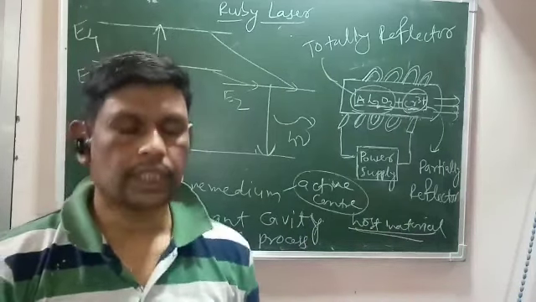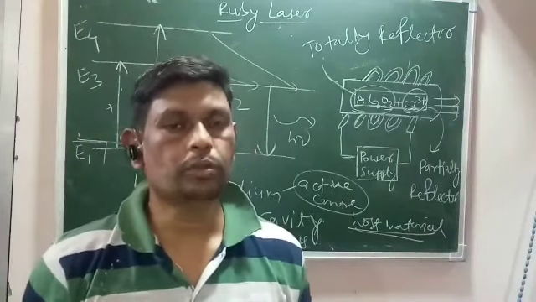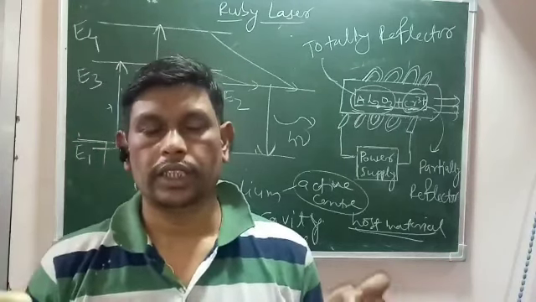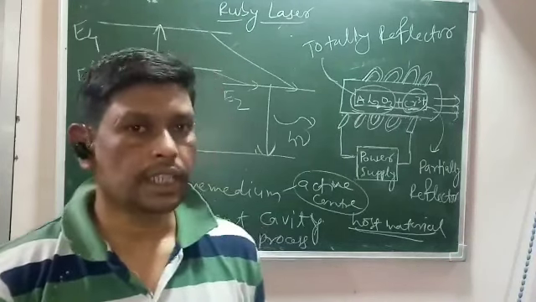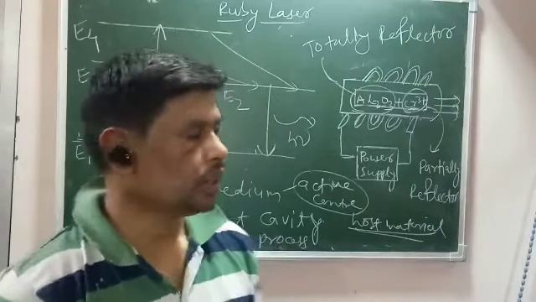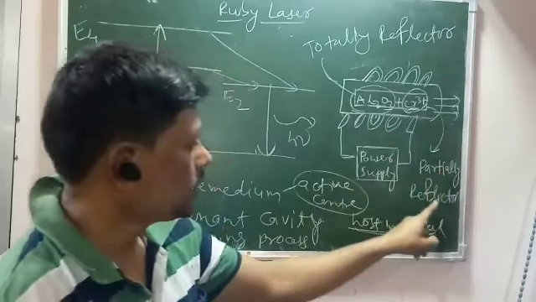The second part is the resonant cavity. The resonant cavity is the arrangement of 2 parallel plates, out of which one is a perfect reflector and the other is a partial reflector. In case of ruby laser, the ends of a ruby rod make a resonant cavity. The resonant cavity in the ruby crystal is shown here. This is the ruby rod, and the left hand is the total reflector and the right hand is the partial reflector.